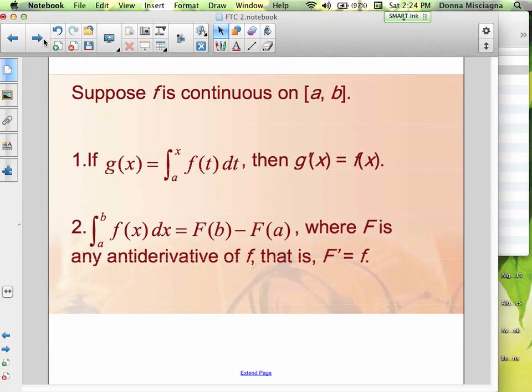The other part says that we can evaluate the definite integral by integrating and then evaluating, where big F is any antiderivative of little f. In other words, the derivative of F is f. So two big parts of the fundamental theorem of calculus are the relationship between the derivative and the integral and the original function, and the fact that we can find definite integrals by integrating and then evaluating.